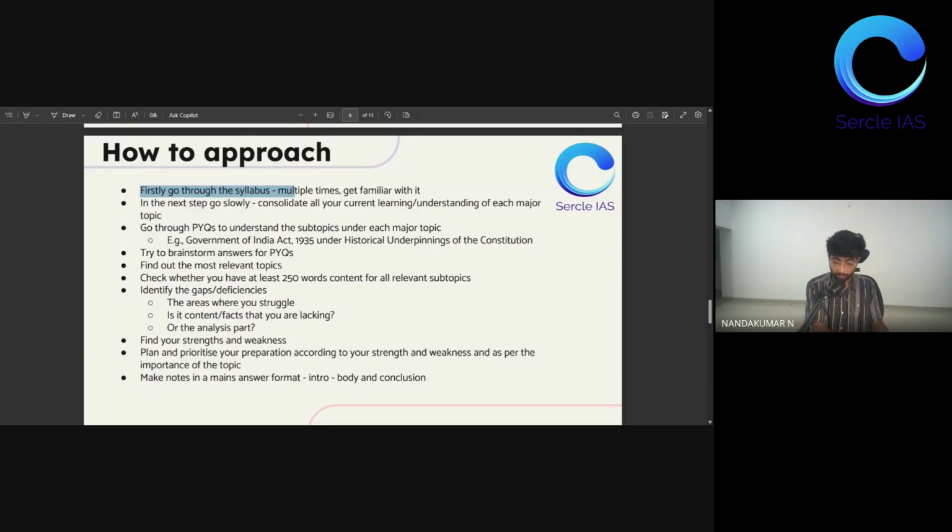So make your notes in this format. This is going to help you in your mains answer writing or mains exam, and this is what is going to help you the most. And this would also help you to clear your prelims exam, because this kind of approach would help you to have a clear understanding or better understanding of the major topics. I hope this approach is clear.